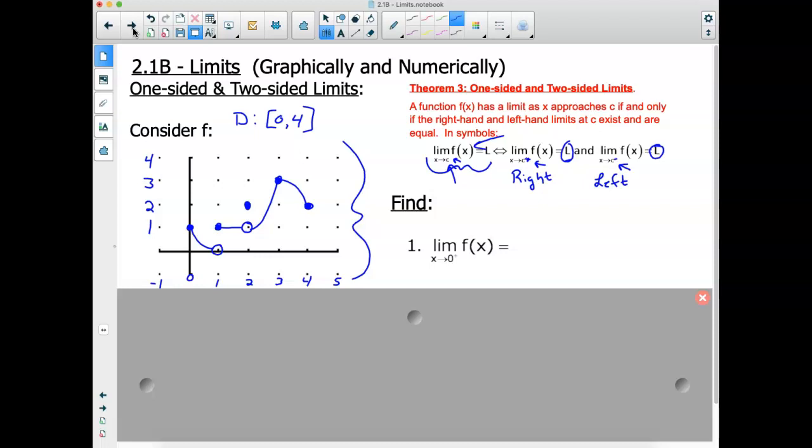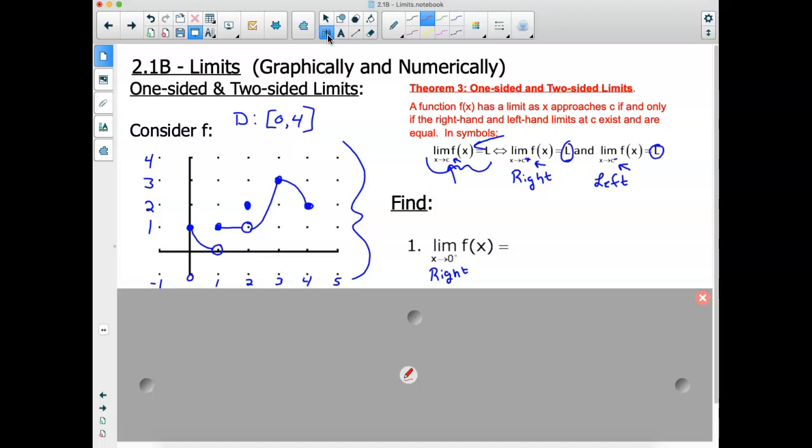So problem number 1, we want to find the limit as x approaches 0 from the right, because that little plus means the right side, of f of x. What does that equal? Well, I need to come to my f graph and approach 0 from the right hand. Obviously, this is the right hand of 0, and this would be the left side of 0. What is the value approaching as x approaches 0?